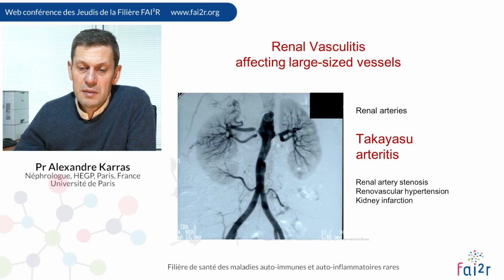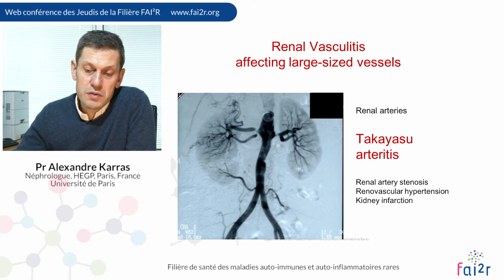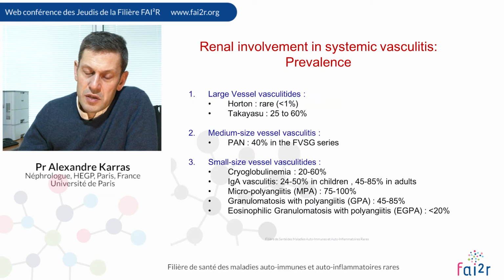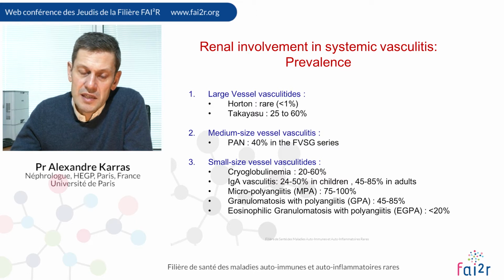Finally, we can sometimes find large vessels affected in the kidney, such as the renal artery, in Takayasu arteritis. This arteritis of large vessels will lead to renal artery stenosis or even obliteration, leading to kidney infarction or to renal vascular hypertension. So, what's the prevalence of renal involvement in systemic vasculitis?